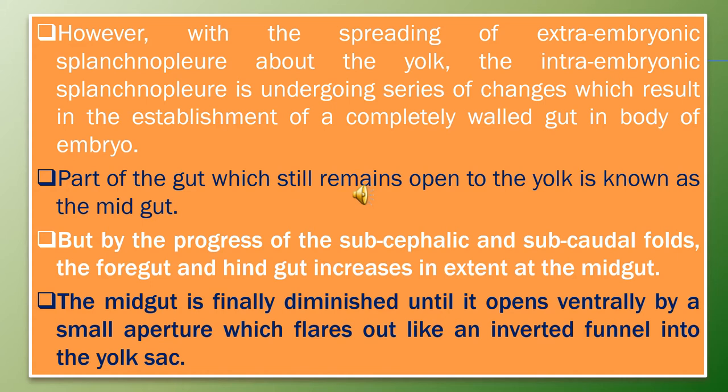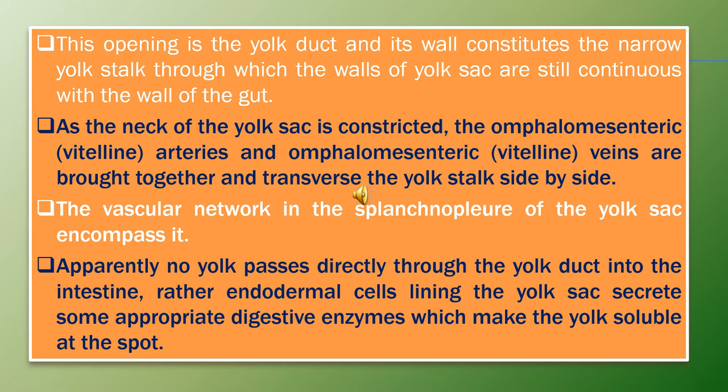the intra-embryonic splanchnopleure is undergoing a series of changes which result in the establishment of a completely walled gut in the body of the embryo. The part of the gut which still remains open to the yolk is known as the midgut, but by the progress of the subcephalic and subcaudal folds, the foregut and hindgut increase in extent at the expense of the midgut. The midgut is finally diminished until it opens ventrally by a small aperture which flares out like an inverted funnel into the yolk sac. This opening is the yolk duct, and its wall constitutes the narrow yolk stalk through which the walls of the yolk sac are still continuous with the wall of the gut.